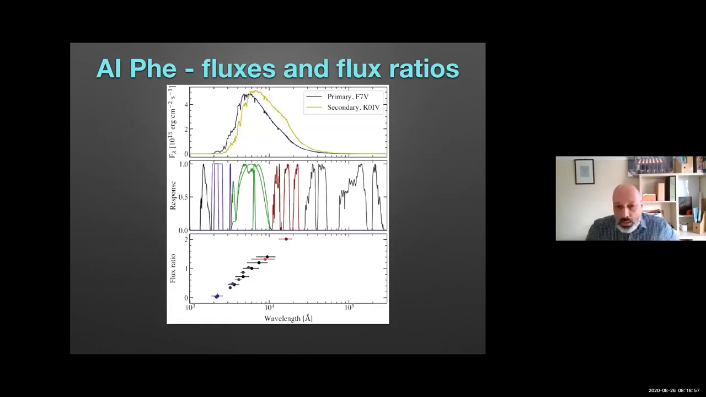So then what we need to do in order to turn this into an effective temperature is split up the flux. In the top here you see the 2 spectral energy distributions. In the middle you see all the filter band passes that we use to measure the combined magnitudes. In the bottom panel you have all the flux ratios. So what you need to do in order to work out the temperatures is adjust those spectral energy distributions at the top so that they fit all those fluxes and flux ratios.